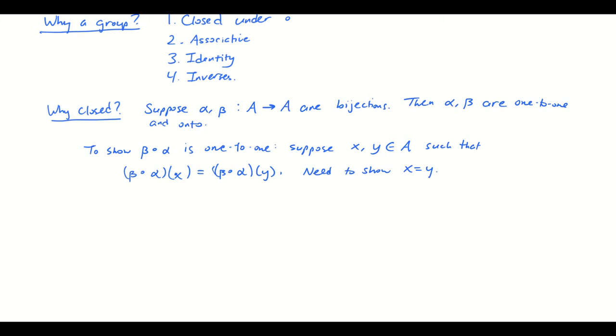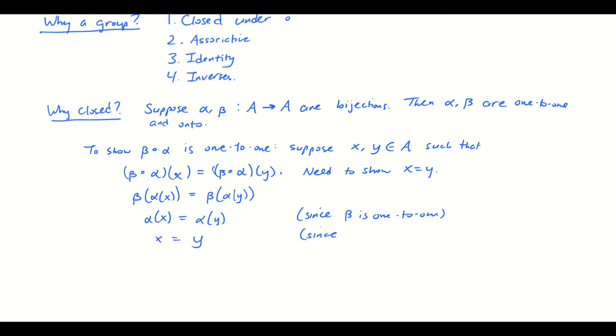Okay, but given that this is true, this means by the definition of composition that beta of alpha of x, remember beta and alpha are functions, equals beta of alpha of y. And because beta is 1 to 1, this implies that alpha of x equals alpha of y, because beta of both of those is the same element. So this is since beta is 1 to 1. And then that implies that x equals y, since we know alpha is 1 to 1. All right, and that's what we wanted to show. So beta compose alpha is indeed 1 to 1. Great.